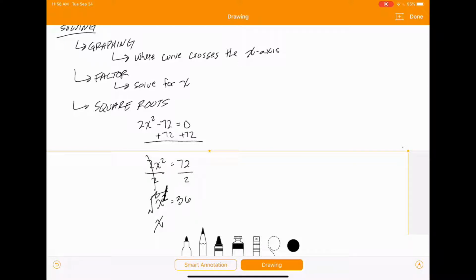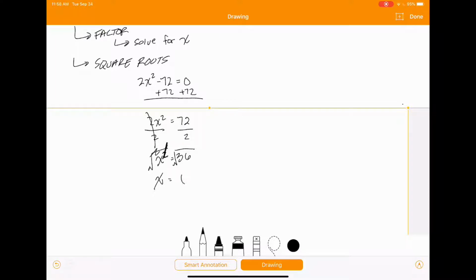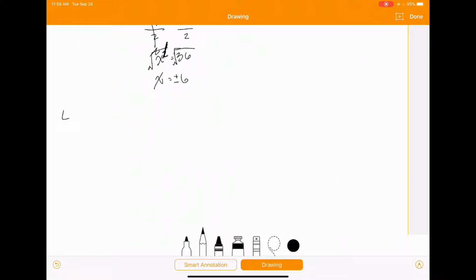Now if we take the square root on one side of the equation, we have to take the square root on the other side of the equation as well. So the square root of 36 is going to be 6. And when you take a square root, you get a positive and negative solution. So plus or minus 6 would be your answer to that using square roots. And then finally, you can use something called completing the square. Now, this is helpful when you're given a quadratic that can't be factored easily.